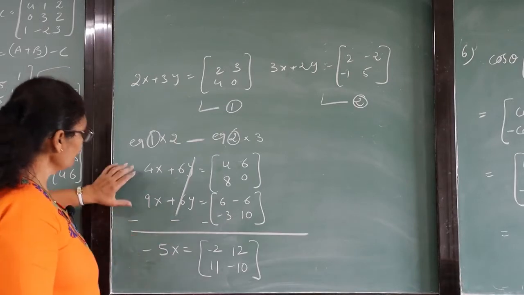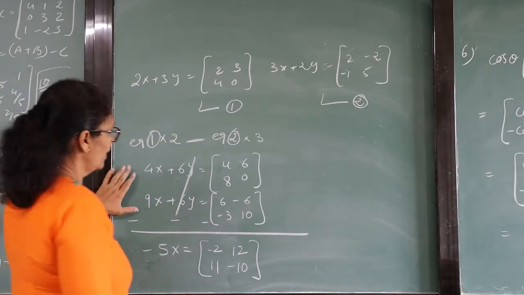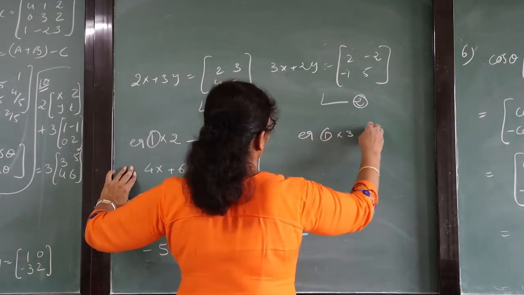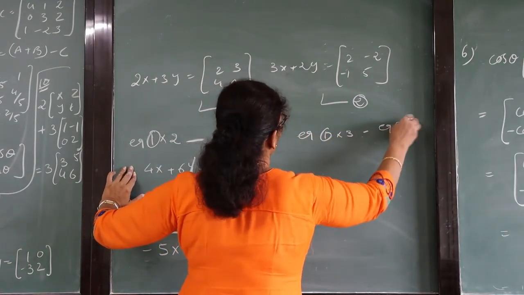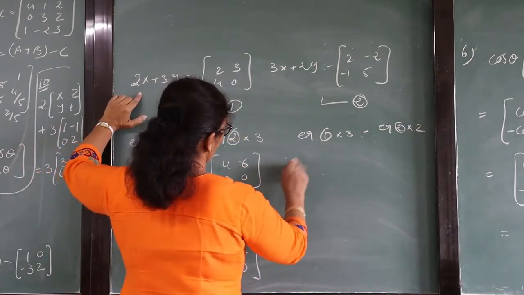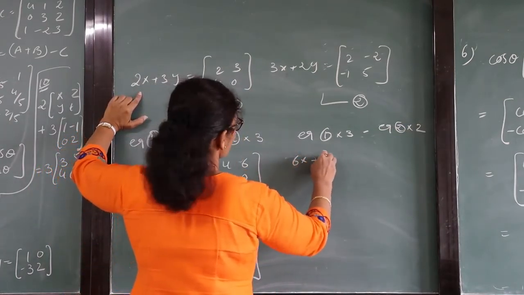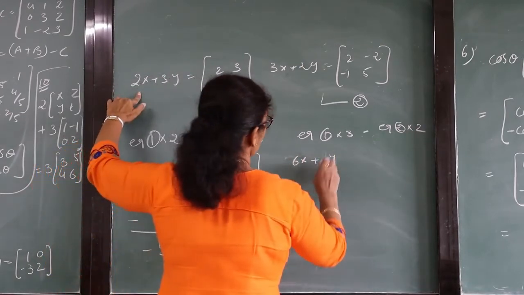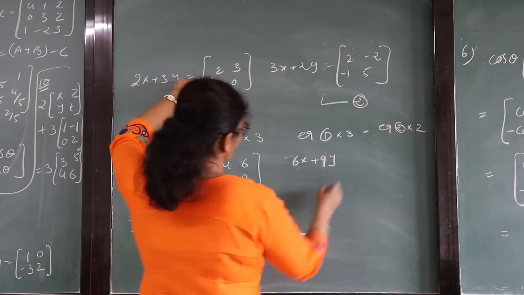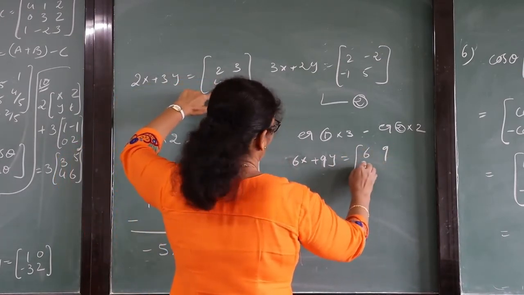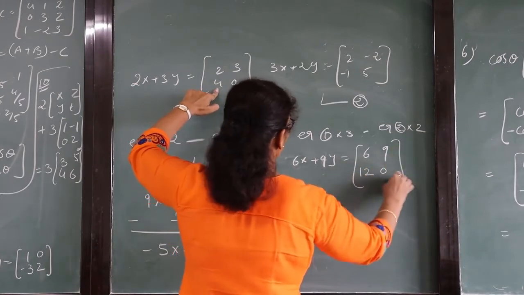Same way, if you want to remove x now, then what to do? Equation number 1 multiply with 3 and equation number 2 multiply with 2. So what you will get? 3 2s are 6x plus 6y. When you multiply with 3, so 6x plus 9y. Let's multiply this with 3. So 3 2s are 6, 3 3s are 9, 4 3s are 12 and 0.